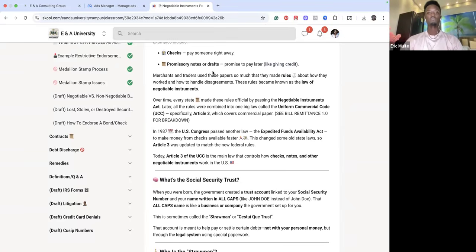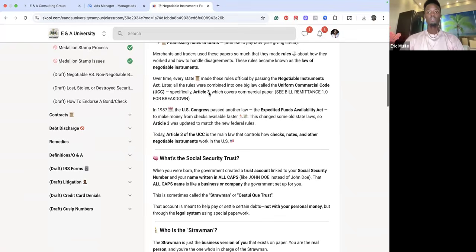Checks, we all know what a check is. You pay it out to somebody and you either specially endorse it to an individual or you draft an open check, which one can then redeem at their own will, right? So merchants and traders used these papers so much that they made rules about how they worked and how they handled the disagreements. These rules became the law of negotiable instruments. And over time, every state made their own rules official by passing the Negotiable Instruments Act. Later, all these rules were combined into one big law, the Uniform Commercial Code, specifically Article 3.